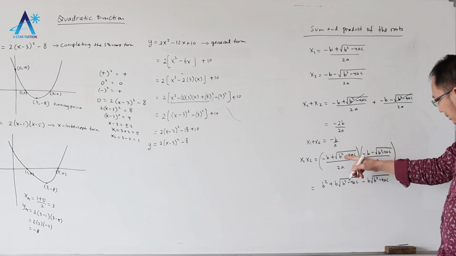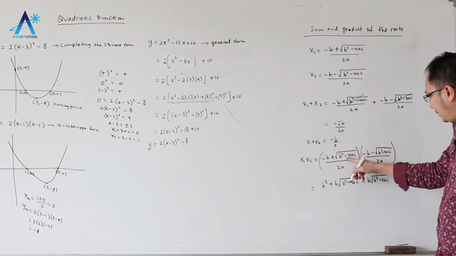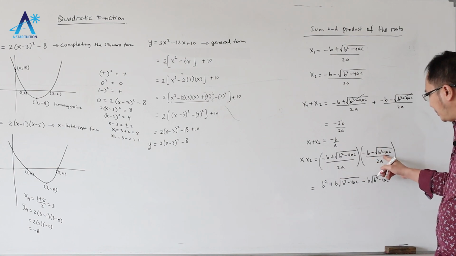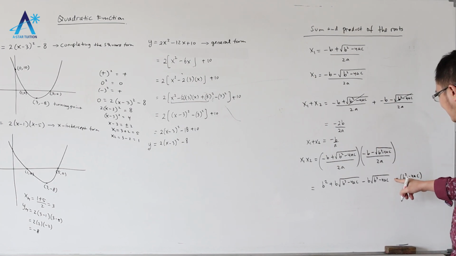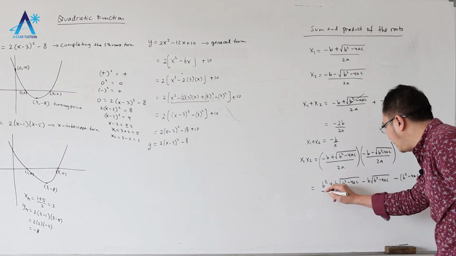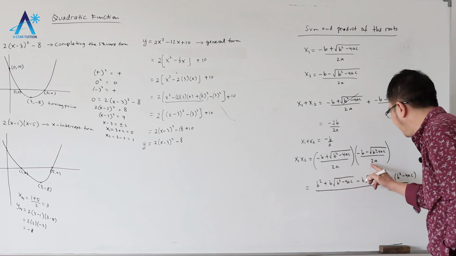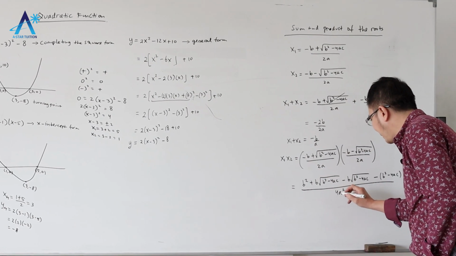Now because they are identical, the product of them will eliminate the square root. Then we will have b squared minus 4ac. Do not forget to place the bracket here because this negative belongs to both terms right here, and the denominator will be equal to 4a squared.